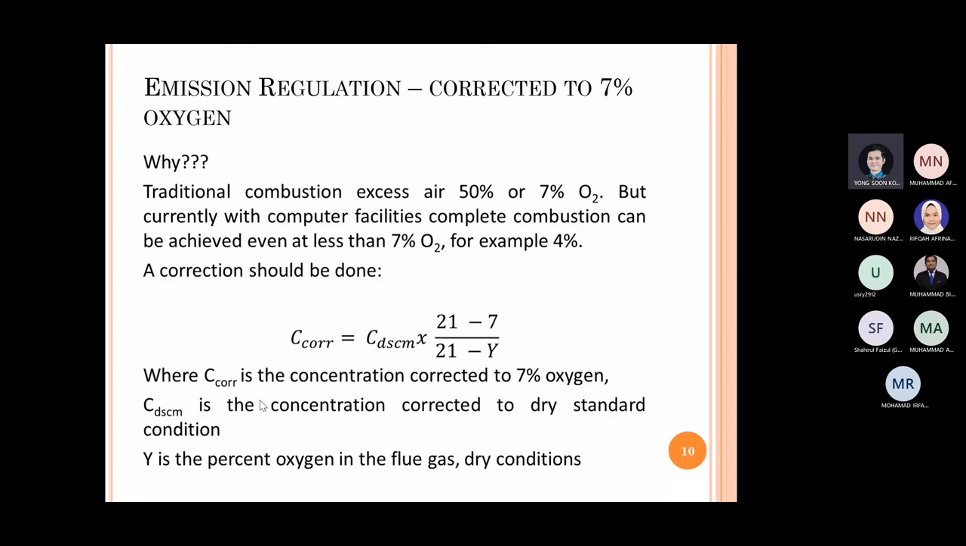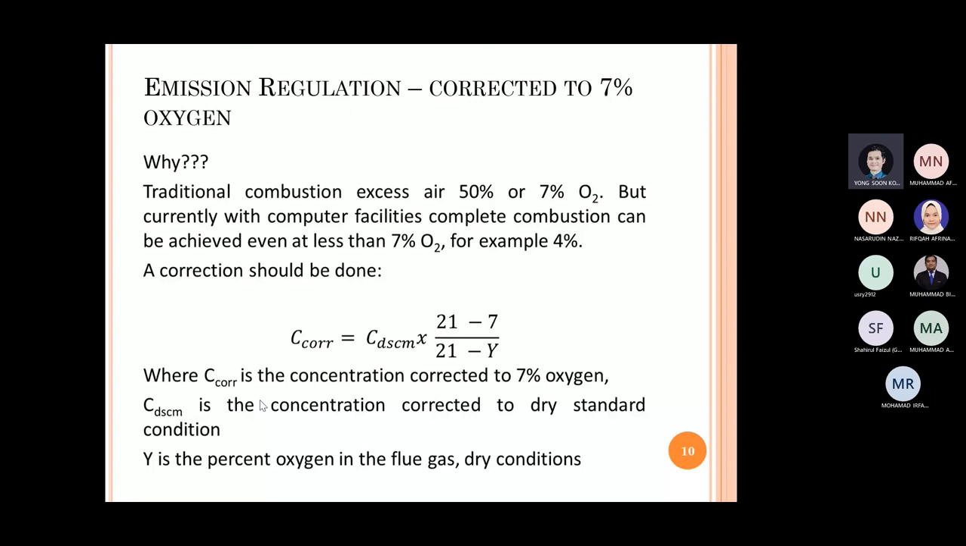Now, in the combustion chamber of any plant, they are so advanced that some combustion may even occur at a lower oxygen level. So in this case, there might be some variation in terms of the pollutants emitted. It is said that if the oxygen level is higher than 7%, more NOx gas could be produced inside the stack. So they need to be corrected.